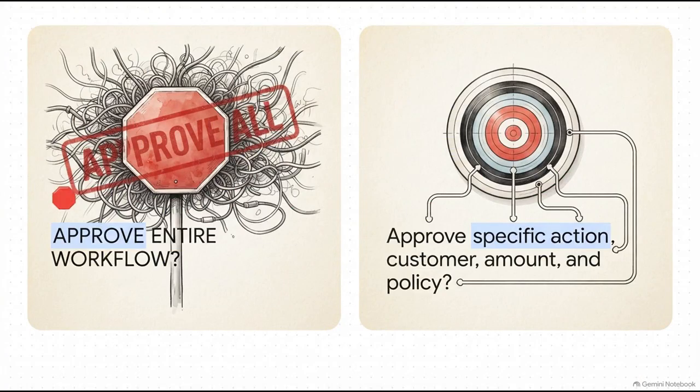So, this is exactly why making the decision smaller and way more specific matters so much to prevent that blind rubber stamping. If you ask someone to approve the entire workflow, human nature says they're going to skim it and just click yes. But if you break it down and you ask them to approve a specific action for a specific customer for a specific amount matched to a specific policy, you force them to focus. You actively force them to evaluate the exact parameters of the risk in front of them.